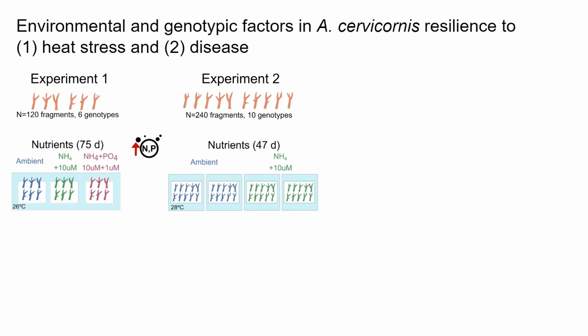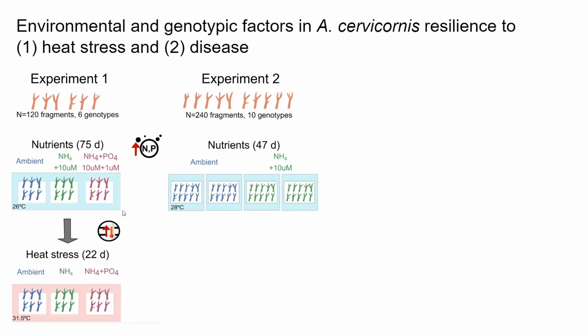So to start answering these questions, how can we improve resilience and can we find resistant Acropora cervicornis genotypes, we performed 2 experiments in which we tested the effect of pre-exposure to elevated nutrients on different genotypes, and how that pre-exposure to nutrients determined response to heat stress in experiment 1 and then disease exposure in experiment 2. In experiment 1, we tested 2 elevated nutrient treatments, ammonium only and ammonium plus phosphates. However, the addition of phosphates did not change the effects of elevated nutrients or ammonium alone. So in the second experiment, we only tested elevated ammonium.